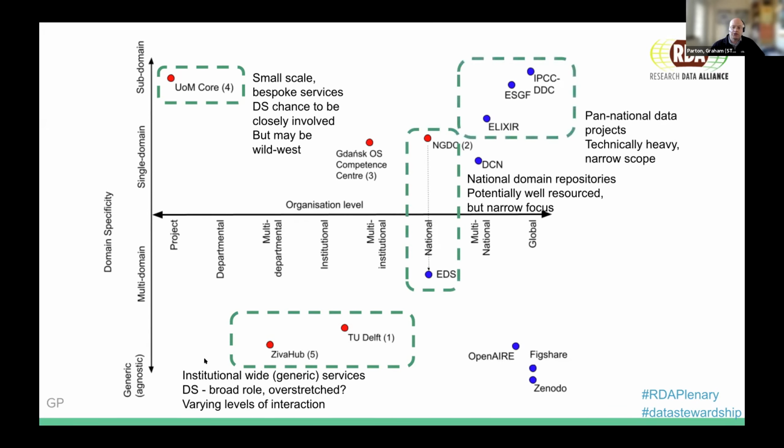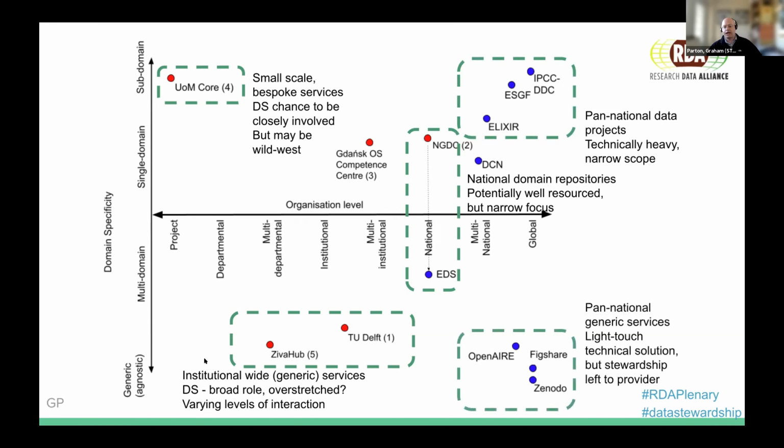While pan-national data projects could also exist, which could be quite technically heavy solutions to very particular domains or subdomains, and so therefore have a narrow scope. And contrasting that, you may have pan-national generic services such as Figshare and Zenodo, where there could be a lighter touch technically for the end user, but the stewardship is very much left to the providers.